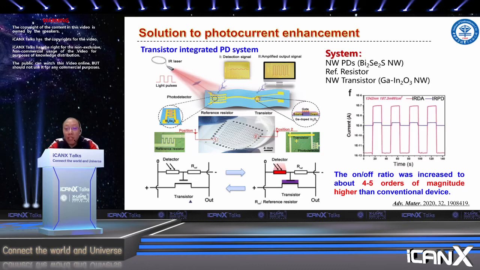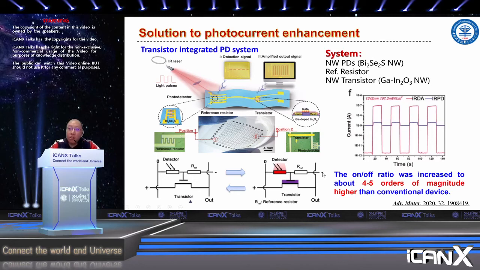devices. For these systems, in the dark state, both the photodetector and the reference resistor are in a high resistance state. So in this state, the transistor is also in the off state. Under light irradiation, the photogenerated electron-hole pairs cause the carrier concentration to increase, and the transistor is thus in the on state.